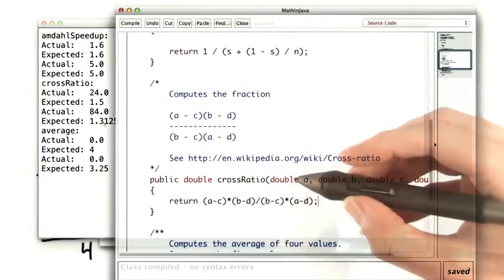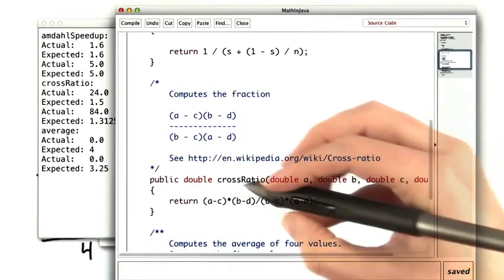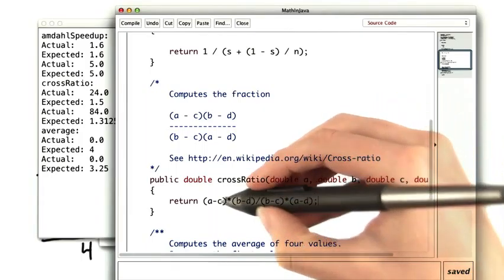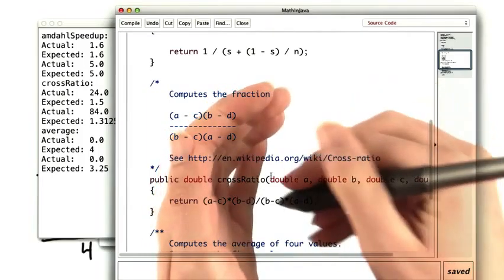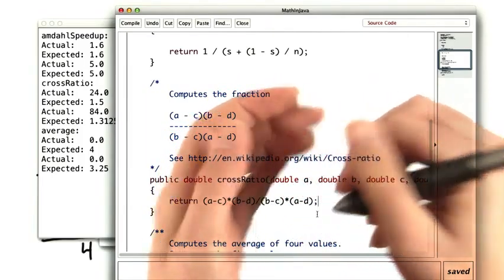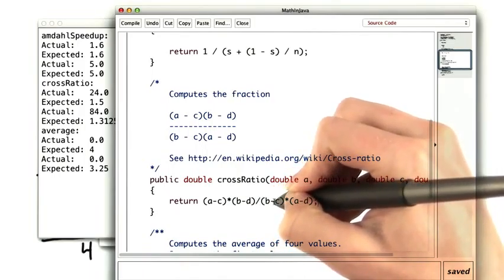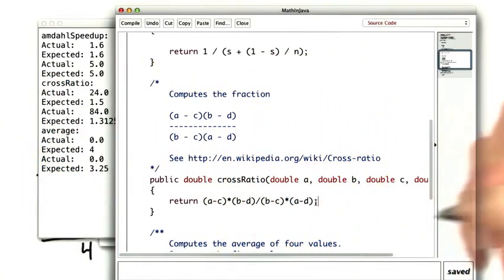And now if I try to run the tester again, I'm definitely not getting right answers for the cross ratio. This is because when we have a bunch of operators with the same precedence, Java will just start from the left and move to the right. So instead of computing a minus c times b minus d over, in parentheses, b minus c times a minus d, this will do a minus c times b minus d divided by b minus c, and then multiply that entire quantity by a minus d.